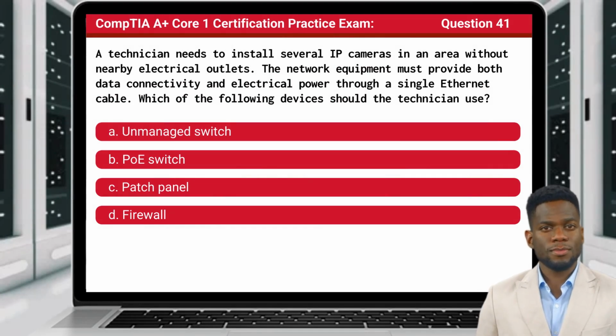Question 41. A technician needs to install several IP cameras in an area without nearby electrical outlets. The network equipment must provide both data connectivity and electrical power through a single Ethernet cable. Which of the following devices should the technician use?